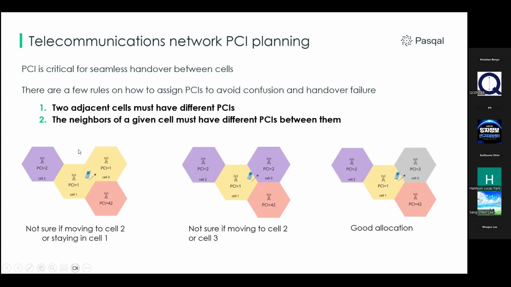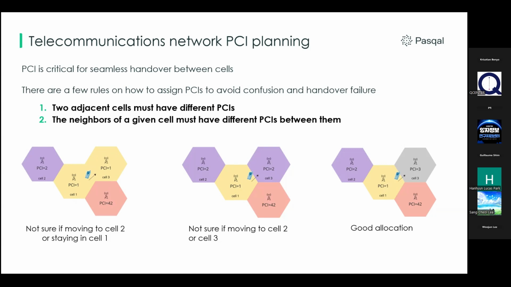So the first example illustrates this prohibitory part, where you cannot have neighboring cells with the same identifier. However, what's more complicated is that a specific cell, here in this case cell number 1, cannot have neighbors that have the same identifier, because this would not allow the network to be able to track your movement.